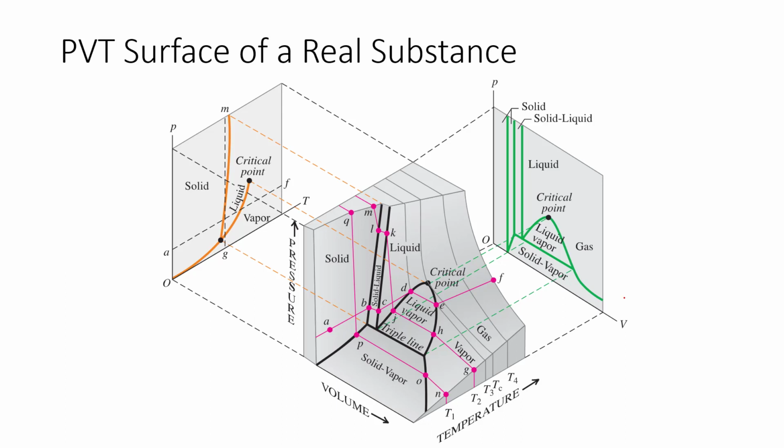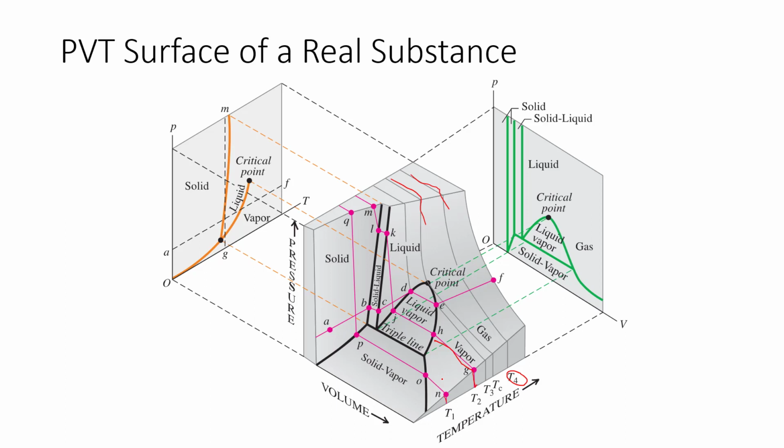The light gray lines, all these lines, represent isothermals. So they are all the lines at some particular temperature. This one is for T4, this gray curve is for TC, which is the critical temperature. This other one is for T3, this one is for T2, and this one is for T1.